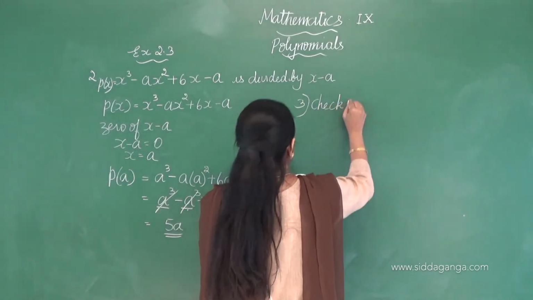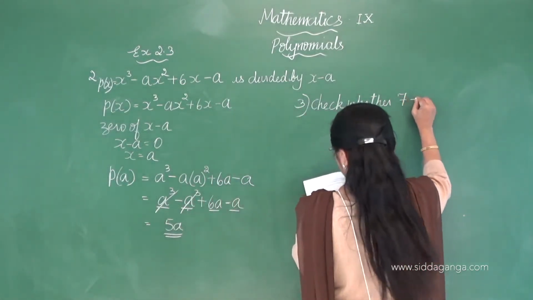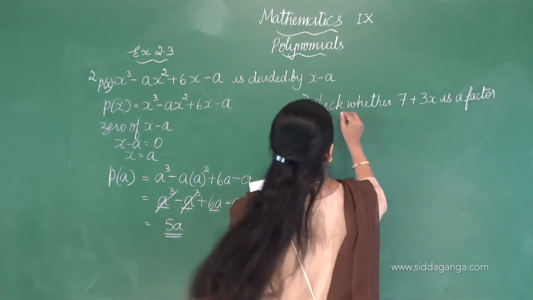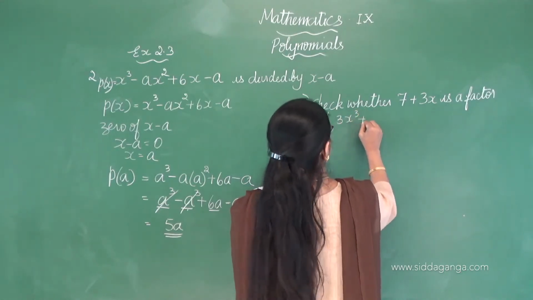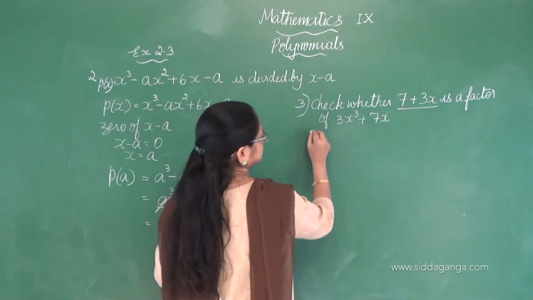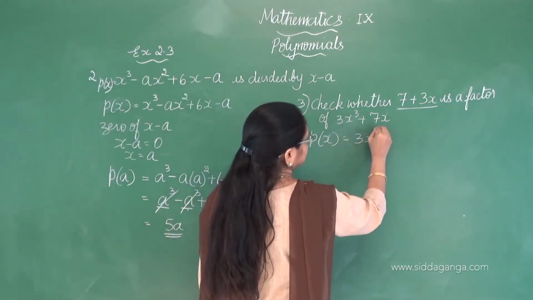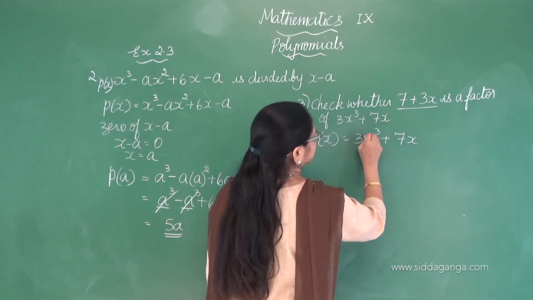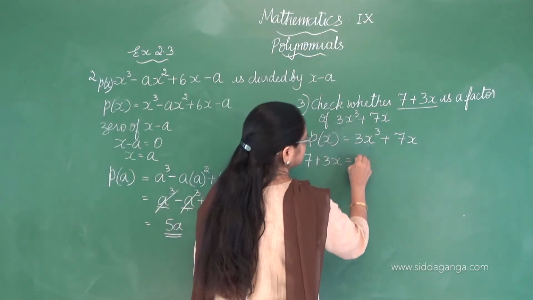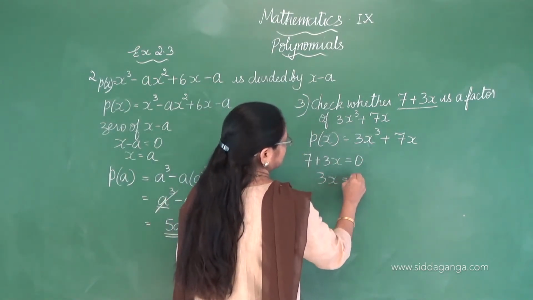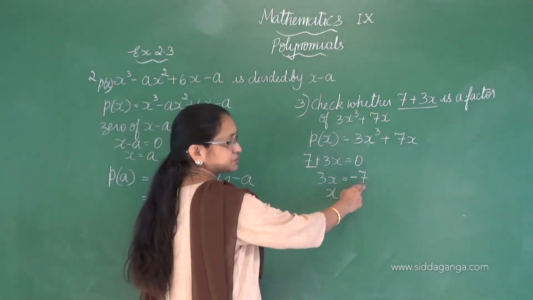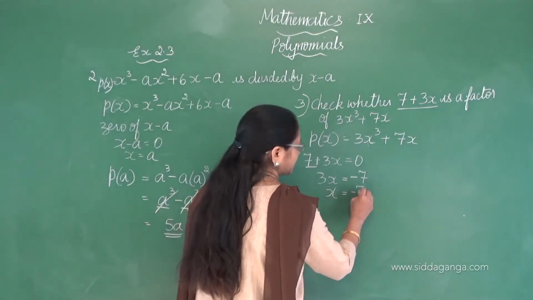So the question is, check whether 7 plus 3x is a factor of 3x cube plus 7x. Now let us find out the 0. So here p of x is equal to 3x cube plus 7x. Now we will find out the 0. So 7 plus 3x is equal to 0. So 3x is equal to minus 7. So x is equal to, you understood, plus 7 when transposed will become minus 7. So x is equal to minus 7 by 3.